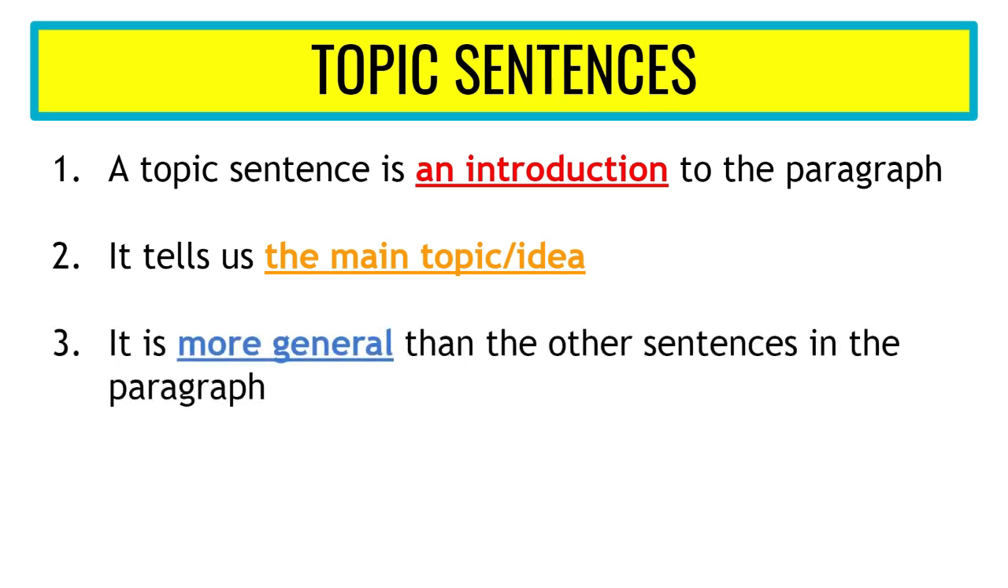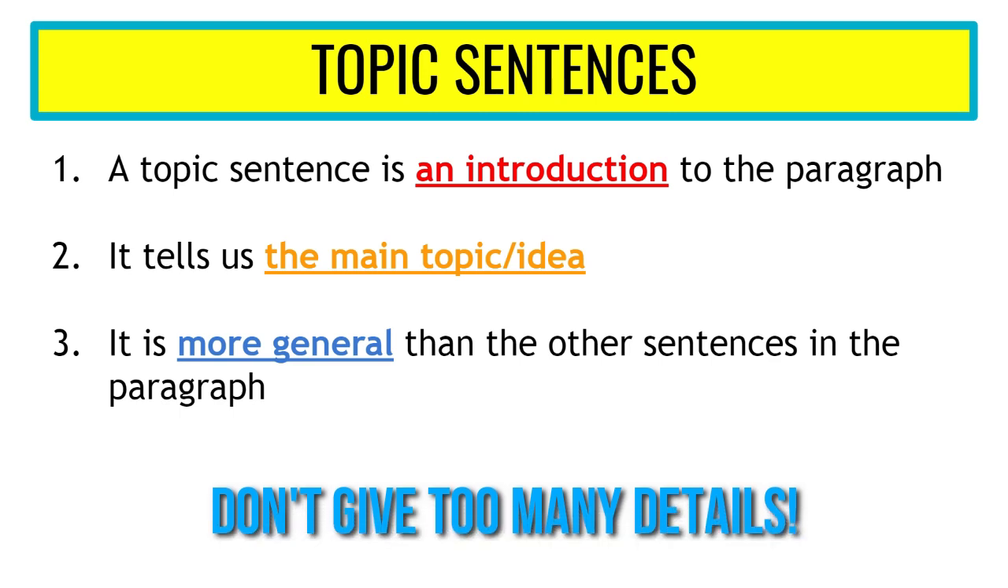And number 3, topic sentences are more general than other sentences in the paragraph. This means that you don't want to put too much information or too much detail in your topic sentence. Your supporting sentences are there to give more explanation, so topic sentences should just give us a general overall idea of what your paragraph is going to be about.